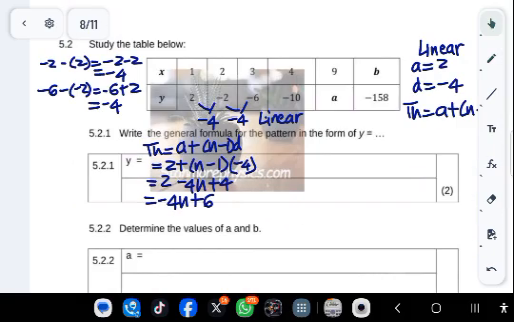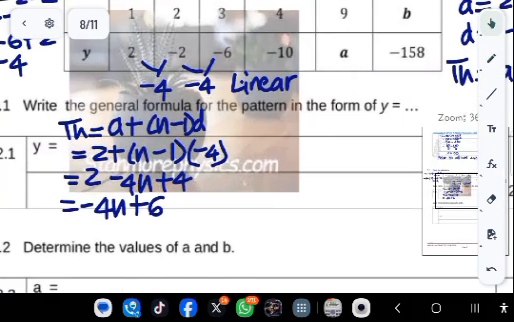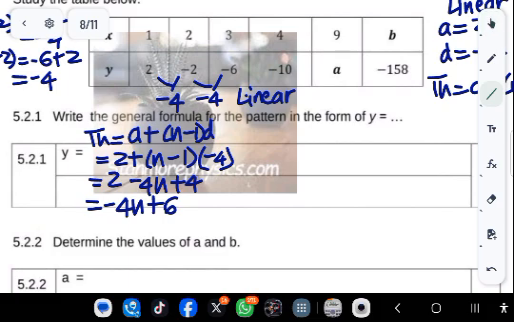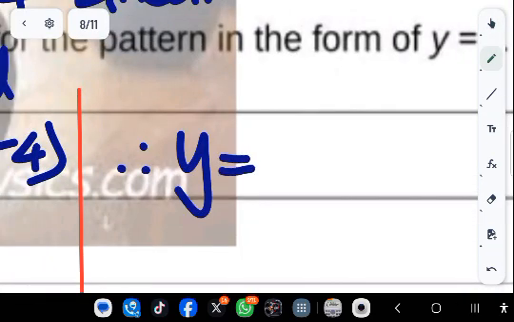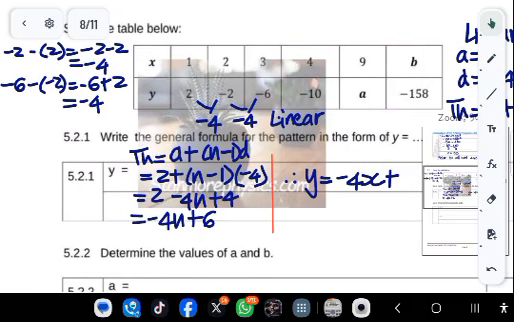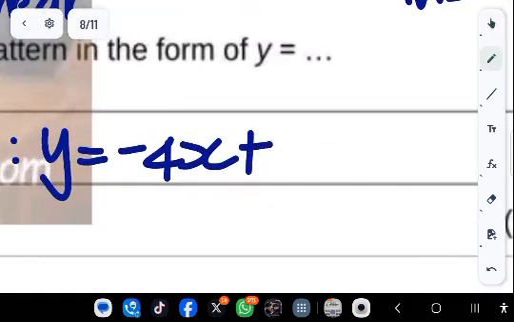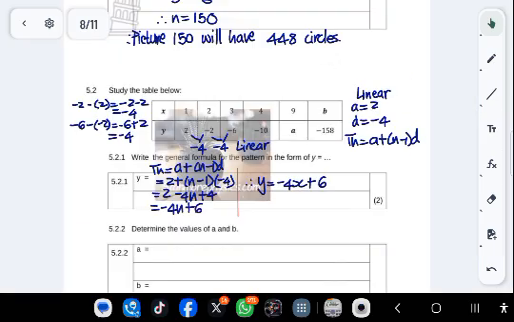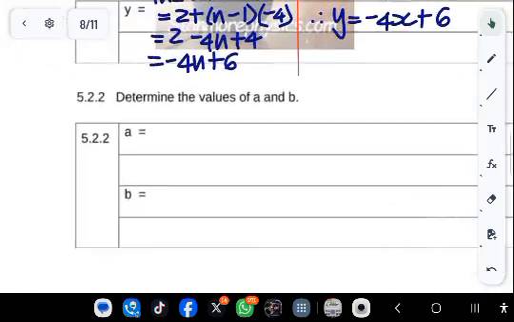So therefore, if we were to write it in this format, y equals negative 4x plus c. Therefore, y equals negative 4x plus 6. And that is how you change from pattern form to function form. Determine the values of a and b.